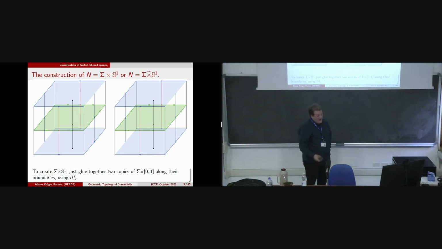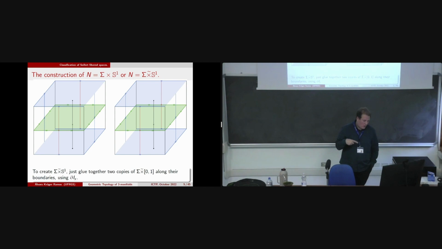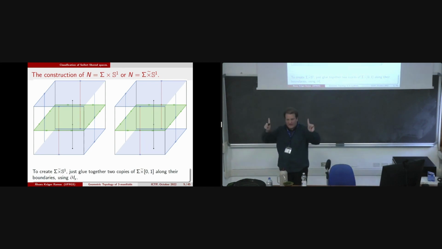Actually, you can make the twisted bundle for orientable surfaces, but then the total space will be non-orientable. If you twist the sides when you have orientable things, you can create something non-orientable.